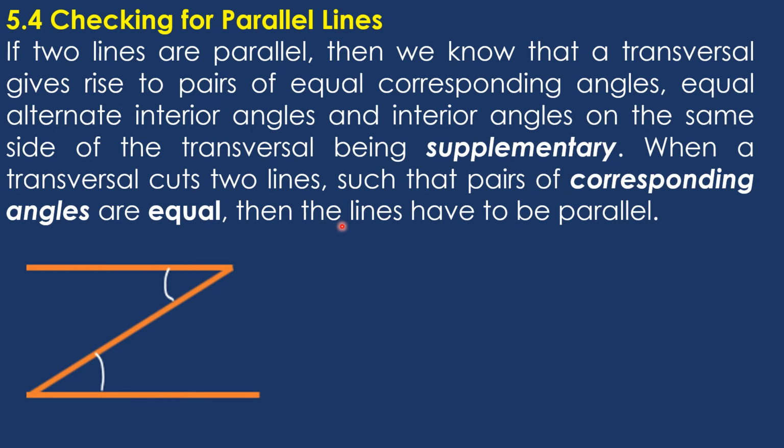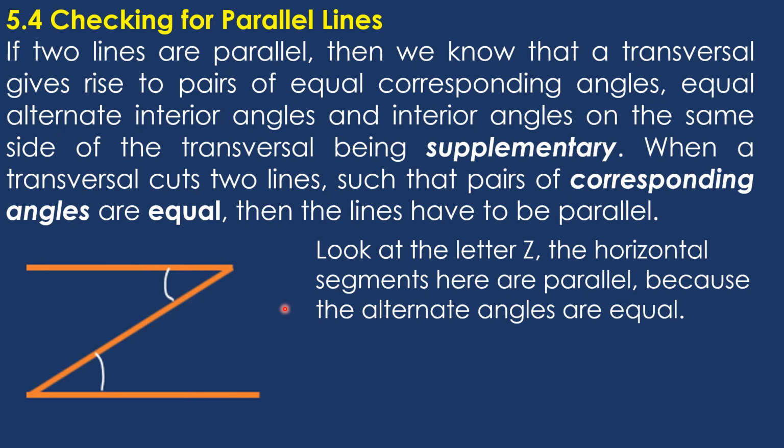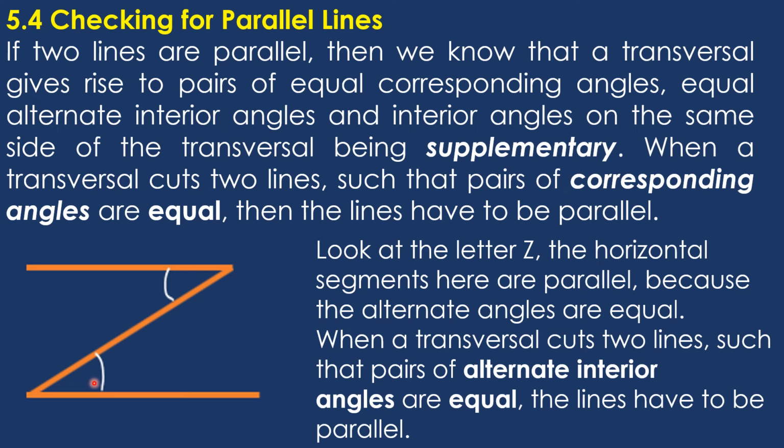So here look at the letter Z. The horizontal segments are parallel because the alternate angles are equal. When a transversal cuts two lines such that a pair of alternate angles are equal, the lines have to be parallel.